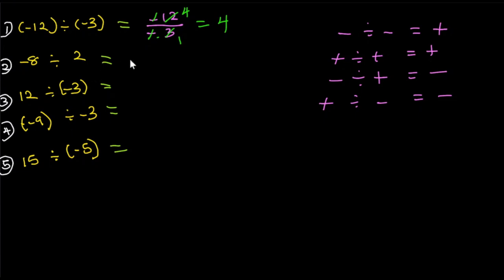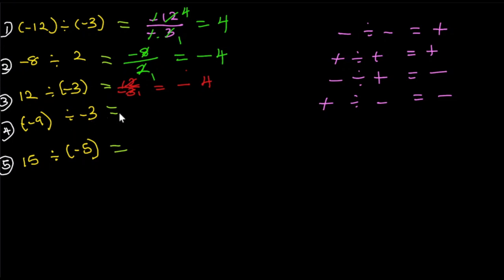So next one, minus 8 divided by 2. So there's no negative to divide this negative. So our answer is still negative. 2 divides itself 1. 2 divides 8 is 4. For number 3, we have 12 divided by minus 3. So there's no negative to divide this negative. So we still have our negative sign. And 3 divides 3, 1. 3 divides 12, 4.